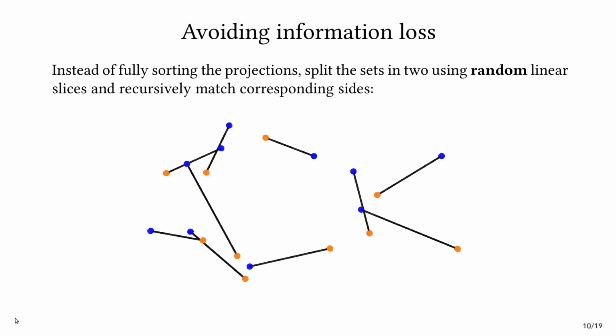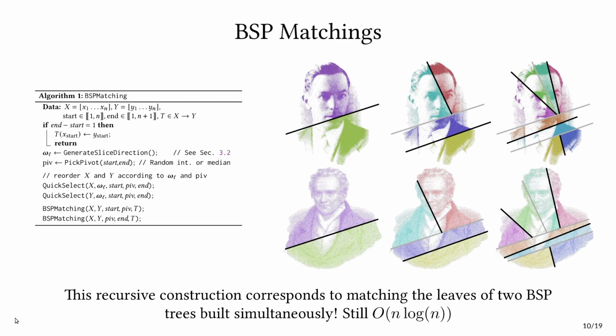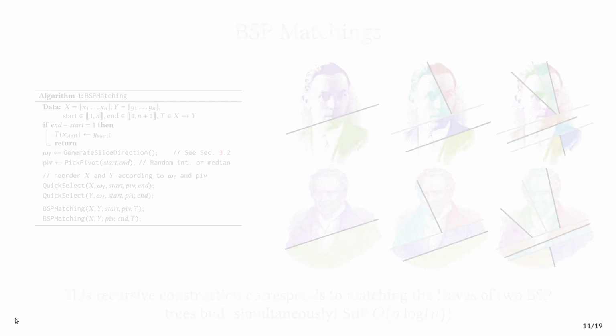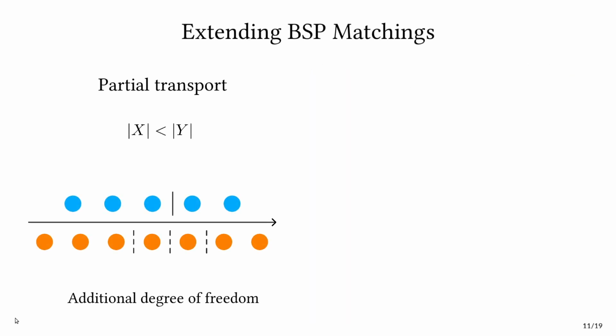All right? And so if you think about it, it is actually equivalent to building 2 BSP trees, binary space partitioning trees, at the same time on both of your point sets and matching the corresponding leaves. And so it is actually quite elegant because it also generalizes the quicksort algorithm, etc., etc. And so we end up with an n log n complexity just as for the optimal 1D case. It turns out that this procedure had already been studied in this bijective setting, using axis-aligned splitting directions. And a part of our contribution is to extend the BSP matchings to other settings of optimal transport.